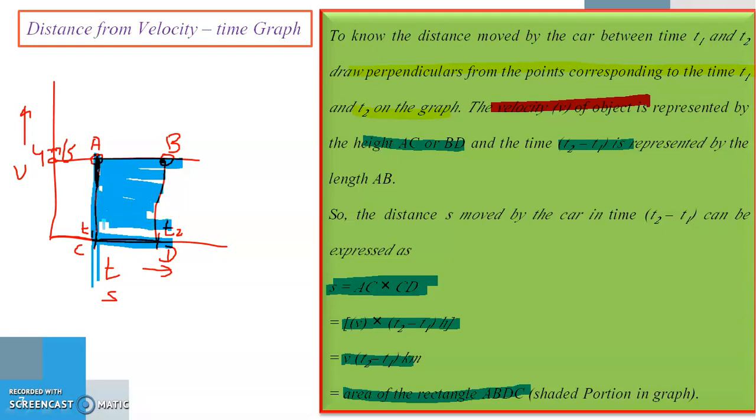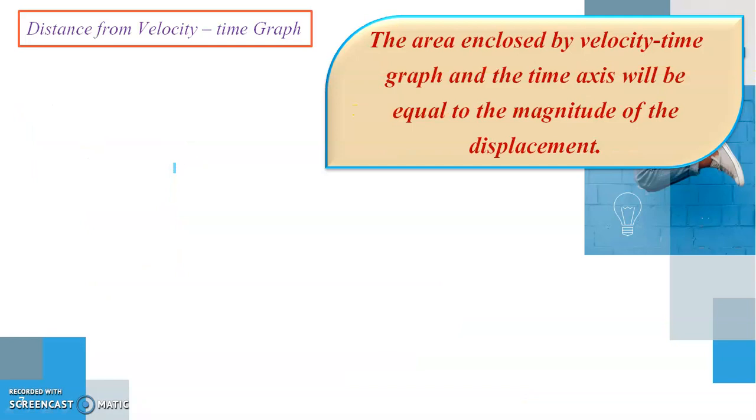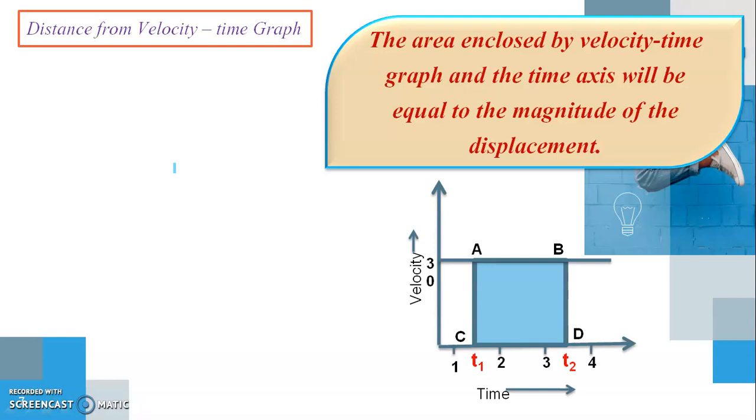displacement. This is a most important one-word question: which quantity will you find from the velocity time graph, or what you will find from the velocity time graph. Then the area enclosed within the velocity time graph will give you the distance. Clear? That is, the area enclosed by the velocity time graph and time axis will be equal to the magnitude of the displacement. This is what we have discussed. So this shaded portion will give you the distance.